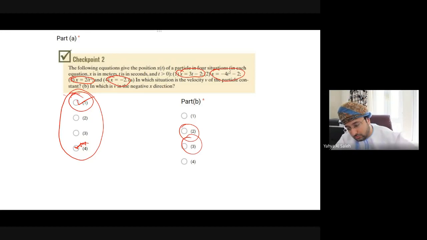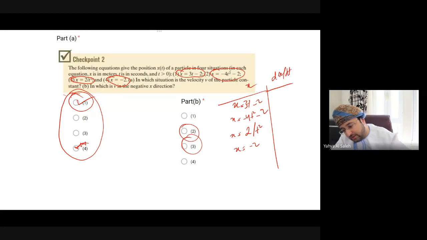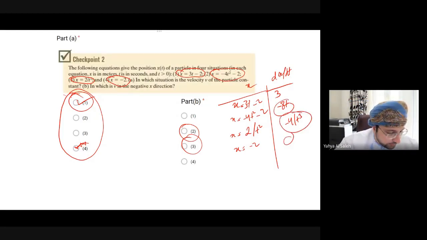So x equals 3t minus 2. X equals minus 4t squared minus 2. X equals 2 over t squared. And x equals minus 2. dx by dt: this will give me 3. This will give me minus 8t. This will give me minus 4 over t cubed. And this will give me 0. So this one is negative, and this one is negative.